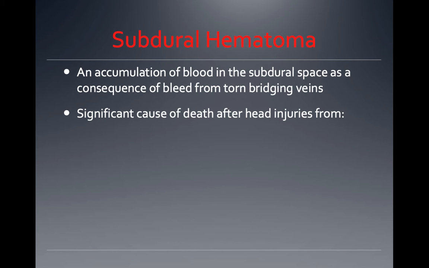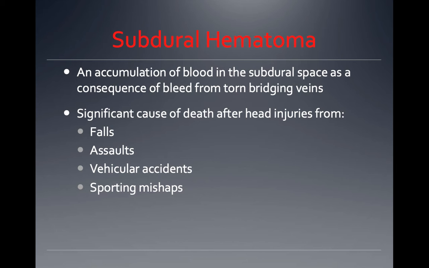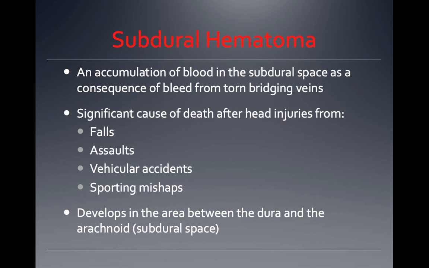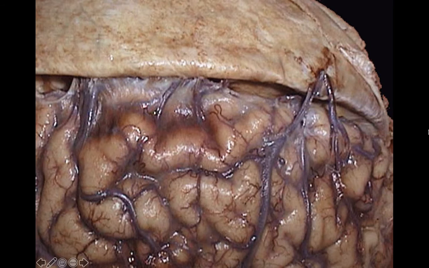Significant cause of death after head trauma, and this can be from a fall, some kind of assault, somebody hit somebody in the head, vehicular accidents, sporting injuries, and it develops in areas between the dura and the arachnoid. So this is in the subdural space. And these are the bridging vessels from the dura mater up here, and then this is the arachnoid, and you can see here, these are all bridging vessels, and they tear due to this trauma.